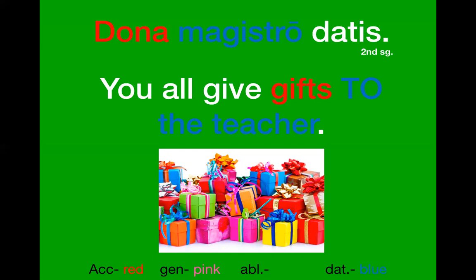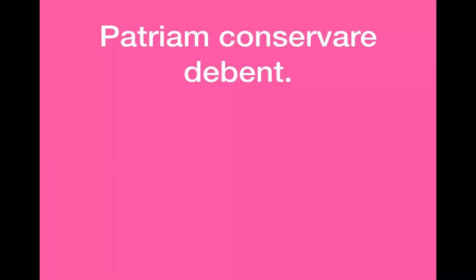So our subject was buried in the verb ending. It was you all, so the verb ending is second plural. See that, Macy? So you all give was all in this word. This was the direct object. You all give gifts. That's neuter, accusative, plural, to the indirect object, dative teacher. All right, one more, and then we'll have about 5 minutes for flashcards.